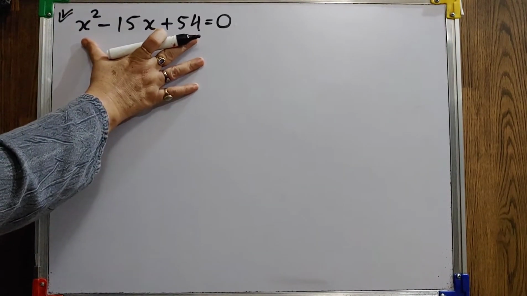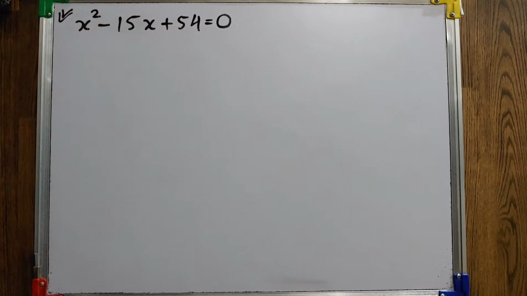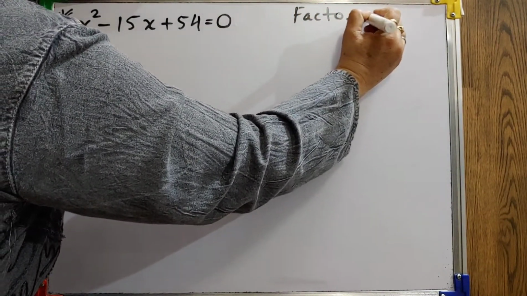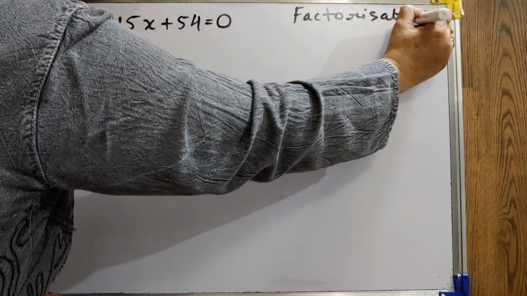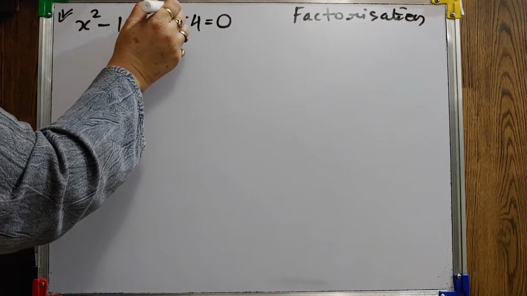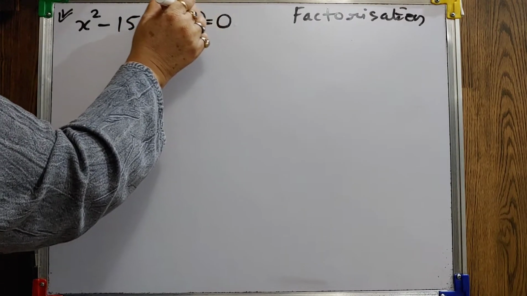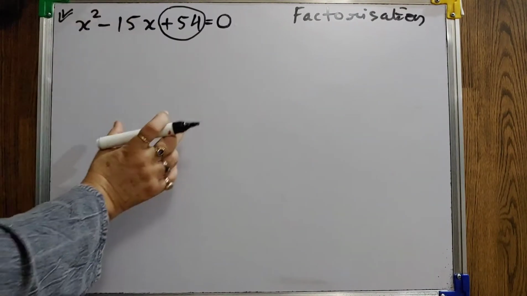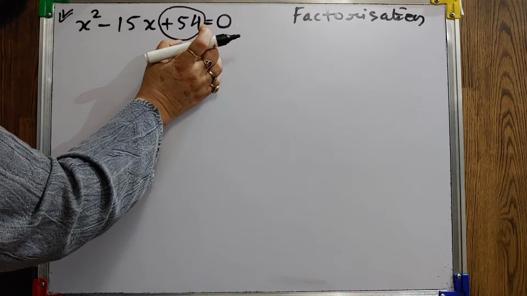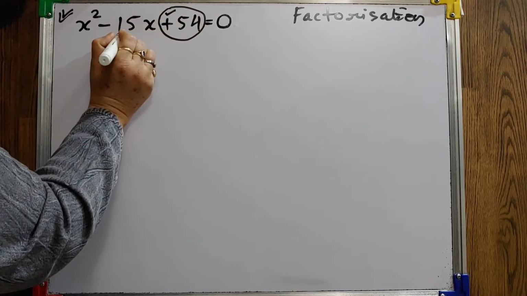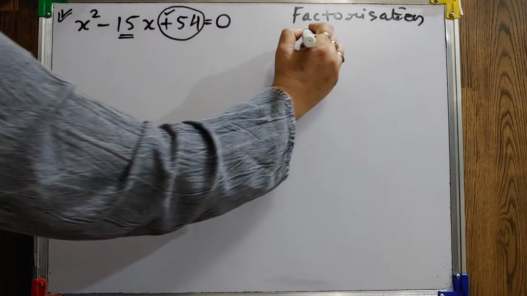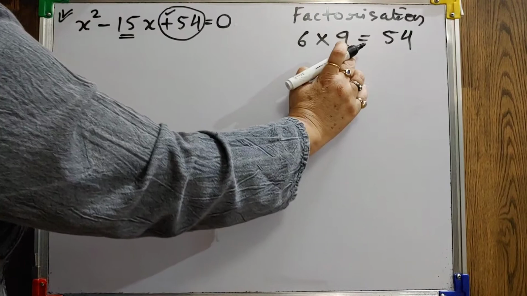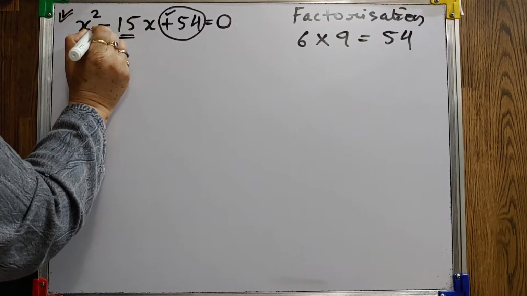If this part of polynomial is trinomial, how to solve? Okay. Now, first we will deal with factorization method. Different forms are there. First, I am dealing with the part where third part has the positive sign. We have to find two factors in such a way their multiplication should be 54 and addition should be 15. So, you know 6 9s are 54. 6 plus 9, 15.